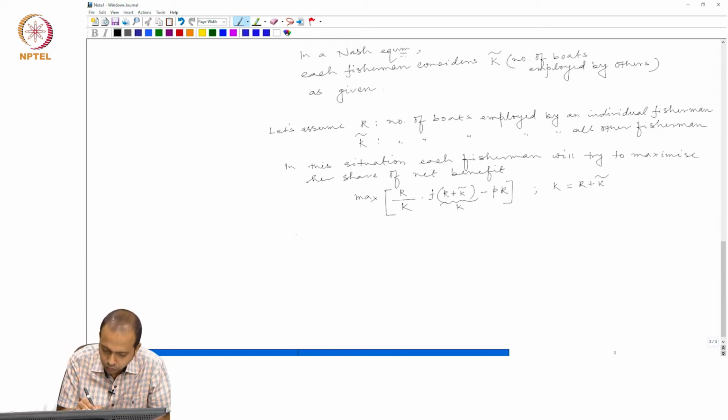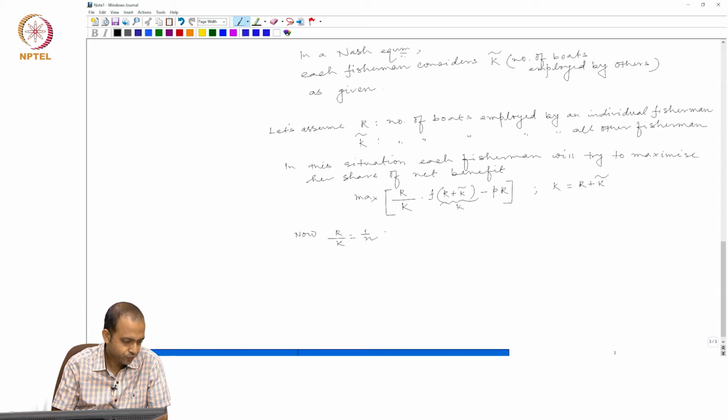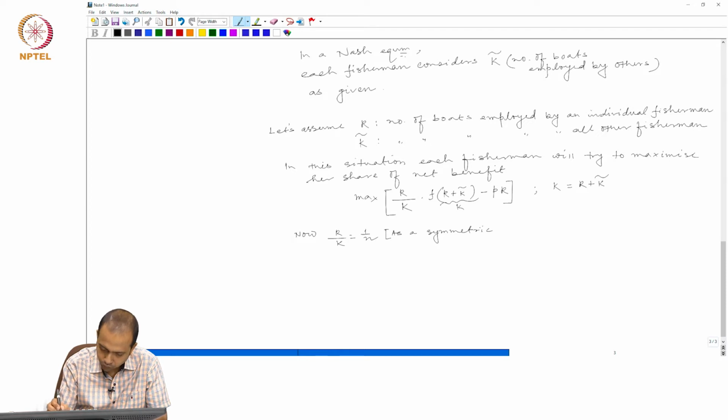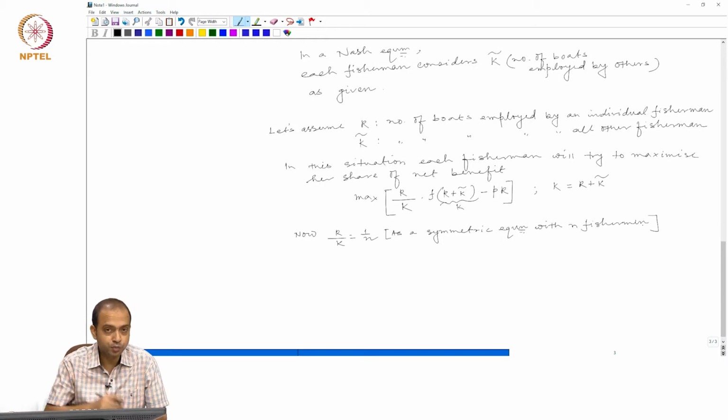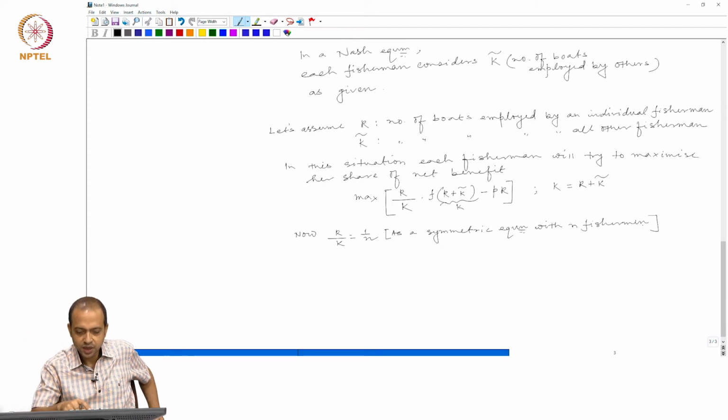Now small k divided by capital K equals 1 by n, where n is the total number of fishermen, as a symmetric equation with n fishermen. If we assume all fishermen are symmetric, homogeneous in terms of their size, then small k by capital K is basically 1 by n.